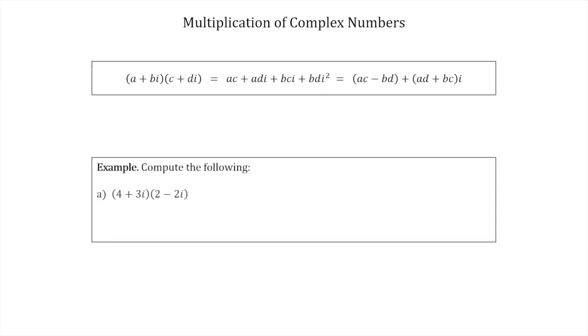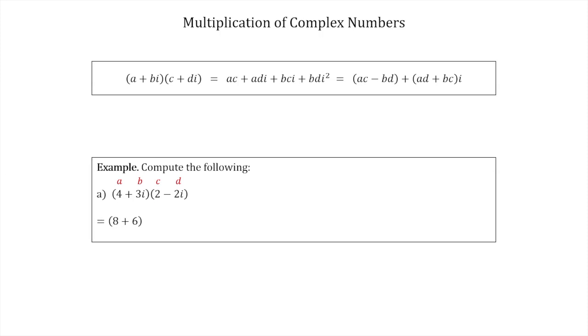Compute the following. A is 4 plus 3i times 2 minus 2i. So what are we going to get? Well, we've got a, b, c, d here. I'm going to label them so it's clear. So we get 8 plus 6. Where does that come from? Well, we do a times c. You can see that a is 4, c is 2, so 4 times 2 is 8.